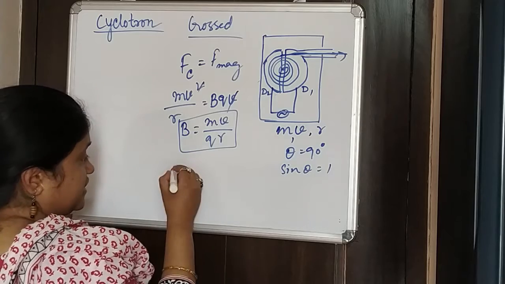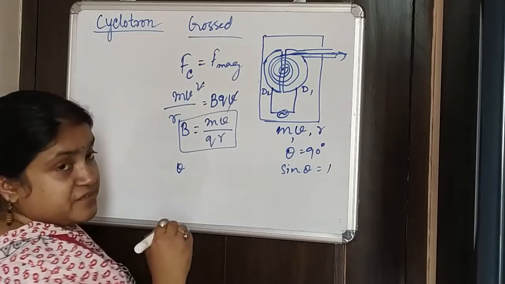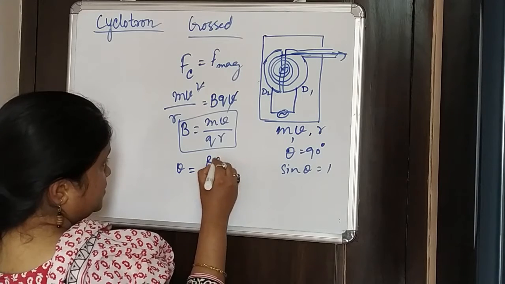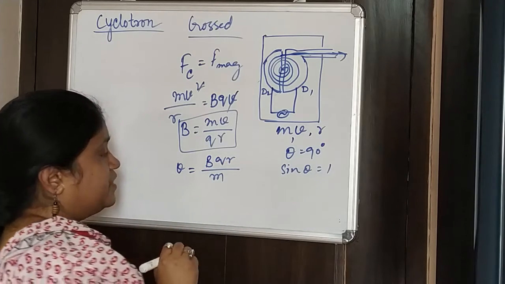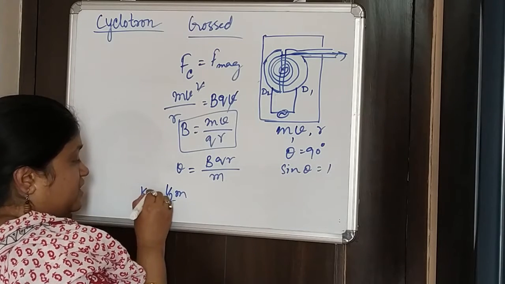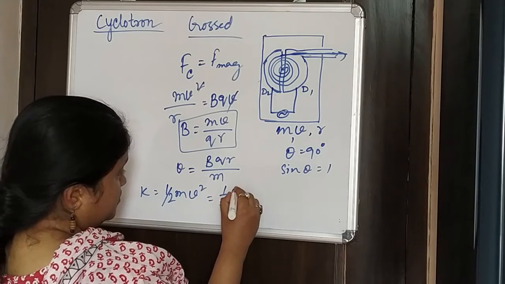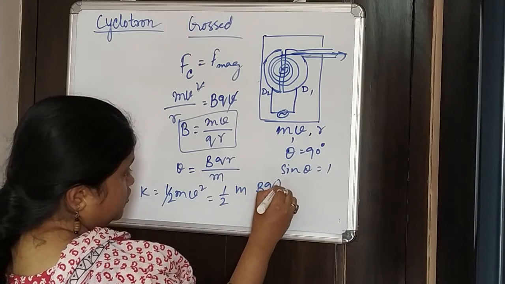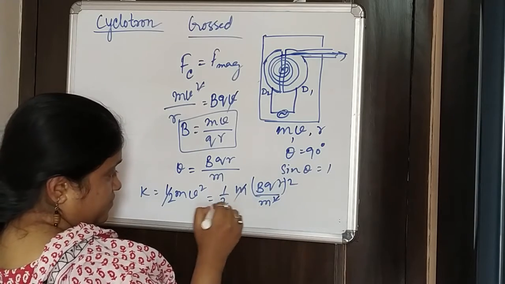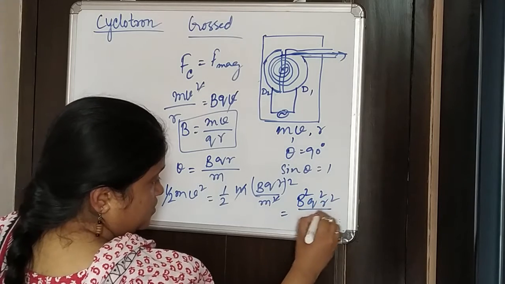If I want to find the maximum velocity with which this would move, then v becomes B q r by m. And since we got the velocity, we can also find the kinetic energy, K, which is half mv square, which we can write as half m times B q r by m, this whole square. So m gets cancelled, and this will be B square q square r square by 2m.